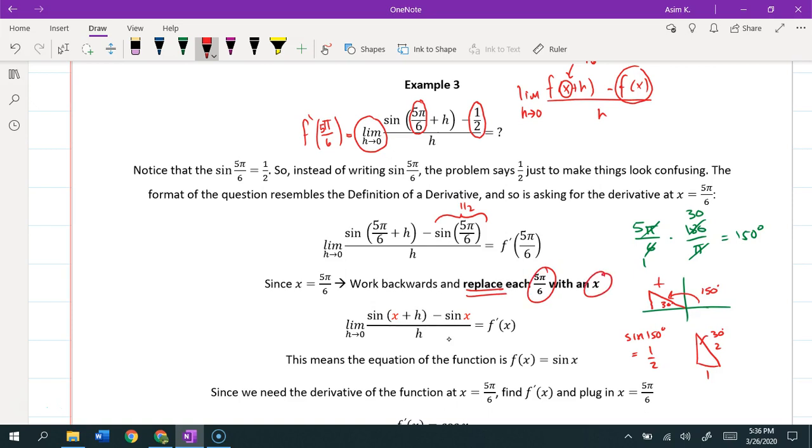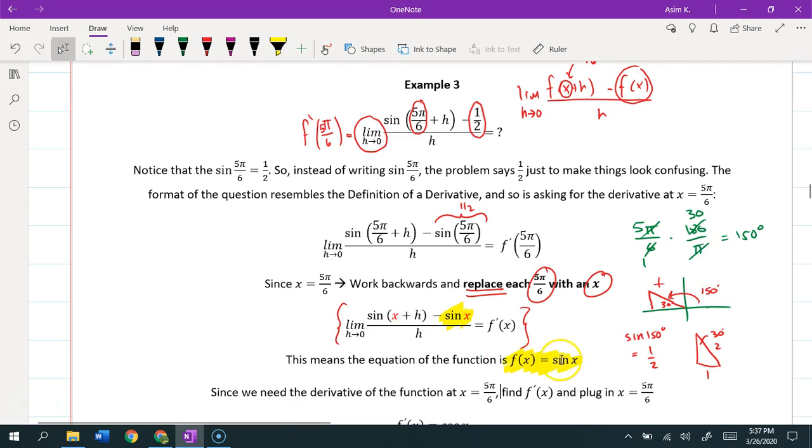So I go ahead and I do that, and now it makes a lot more sense if you have it looking like this over here in this step, right? What is the question really asking you? Well, you know that the function is sine x now, right? The function is sine x, and you need to take its derivative and then plug 5 pi over 6 into that derivative. So I go ahead and I do something like that, right?